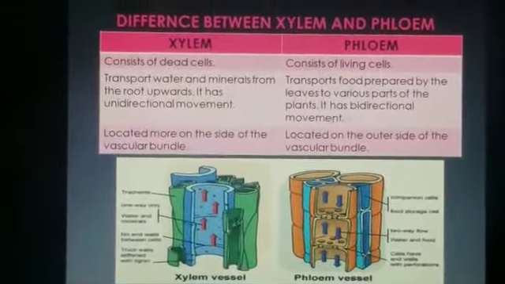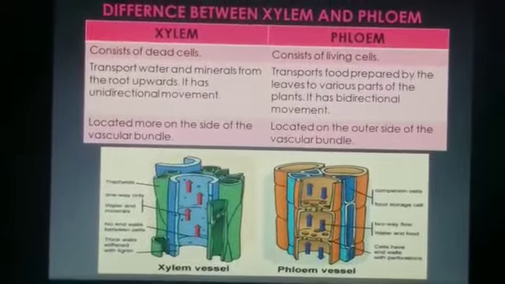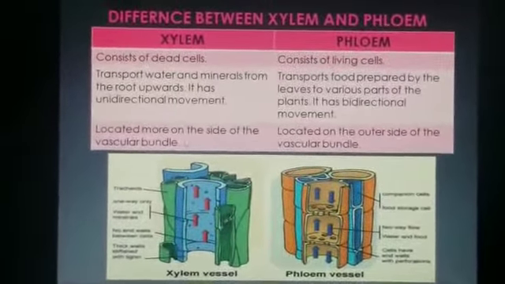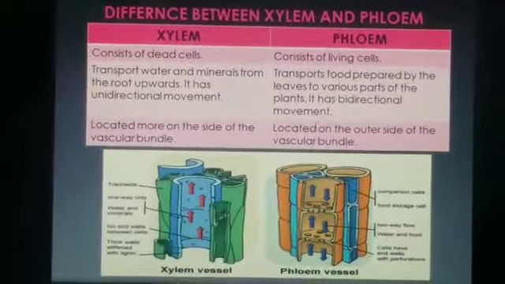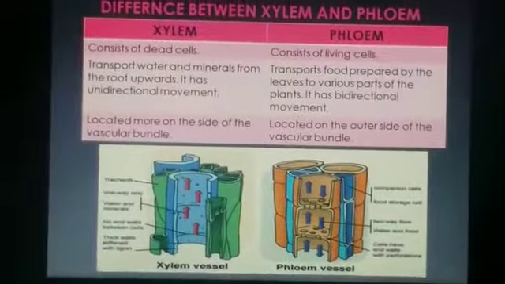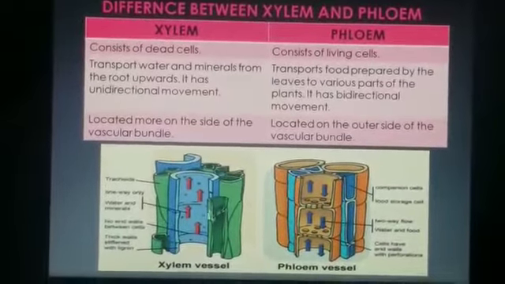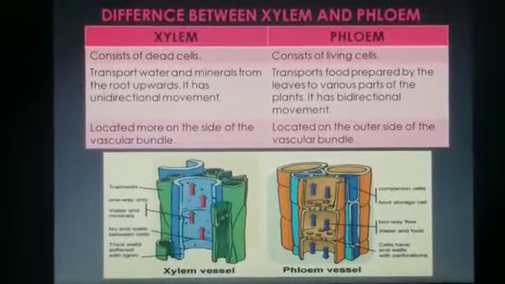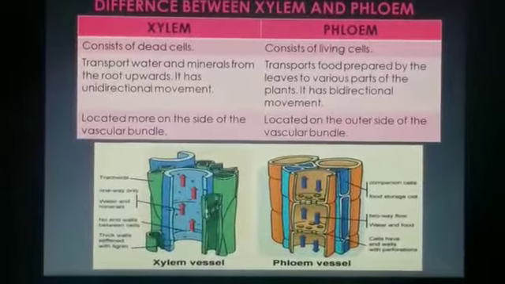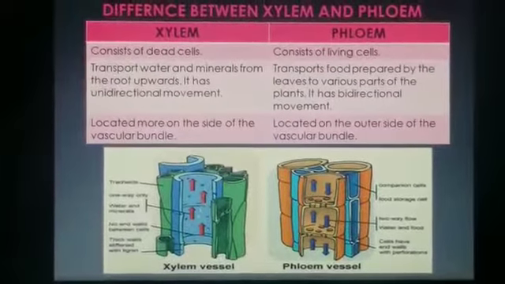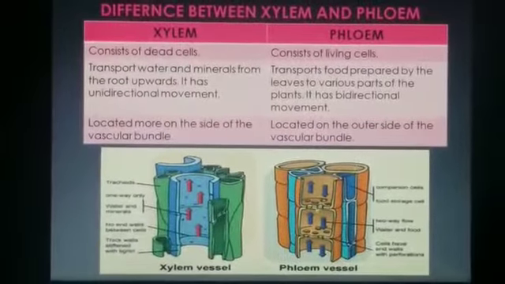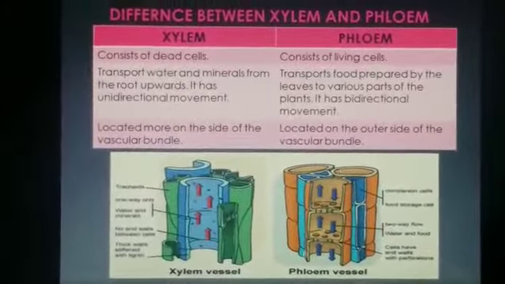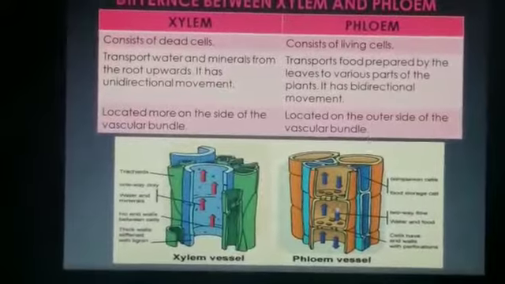Xylem is located more on the inner side of the vascular bundle and phloem is located on the outer side of the vascular bundle. In the diagram, you can very well see the major difference here. The arrow shows only one directional movement, and in phloem vessels, these two arrows show bidirectional movement.